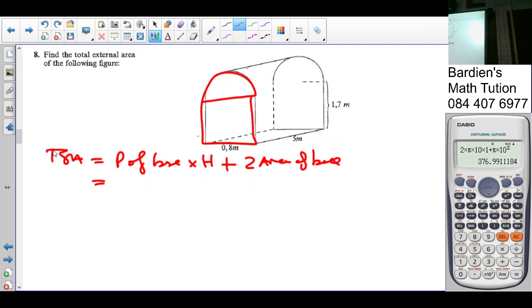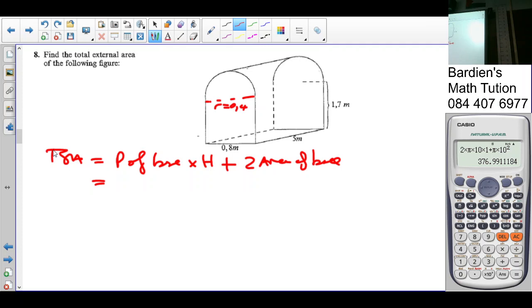The base is made up of 2 composite shapes, a semicircle and a rectangle. So if you're looking at the semicircle, as you can see, it's going to be divided there. So if this is 0,8, what's the radius of this semicircle? 0,4.